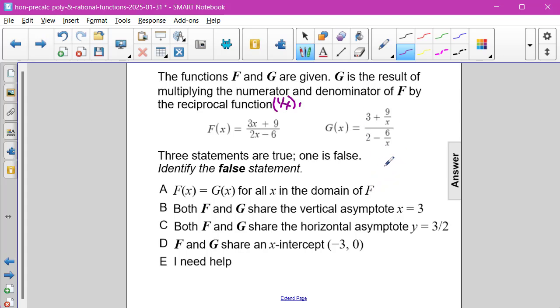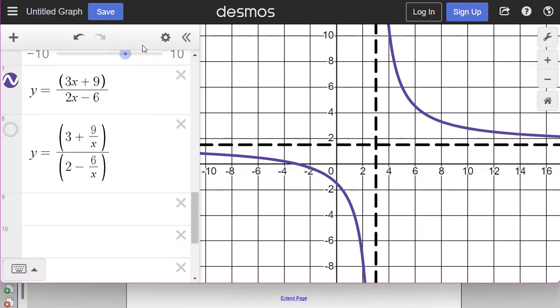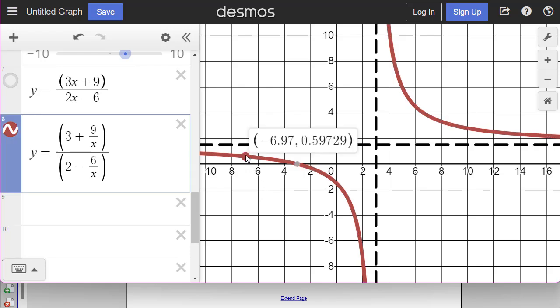Let's actually look at the graphs of both of these functions. So I'm going to switch to a graphing calculator tool, and here's our first function, 3x plus 9 all over 2x minus 6. Here's what we have. And then our other function for g of x is given in red. So far, just by looking at them, it does appear that they are both equal for all values of x. But let's double check that.